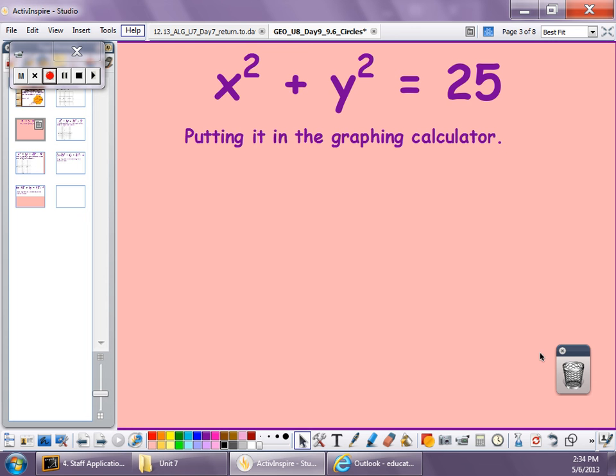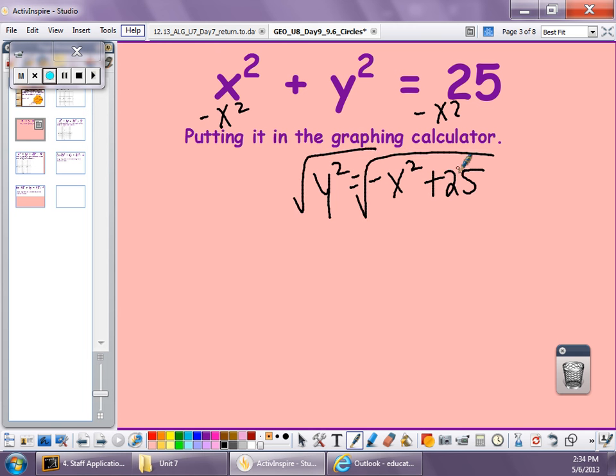So this one says putting it into your graphing calculator. Now, in order to put this in your graphing calculator, it has to be in a y equals form. So I'm going to subtract x squared from both sides, and then I'm going to take the square root. Now keep in mind when you take the square root, it is really plus or minus the square root of negative x squared plus 25.